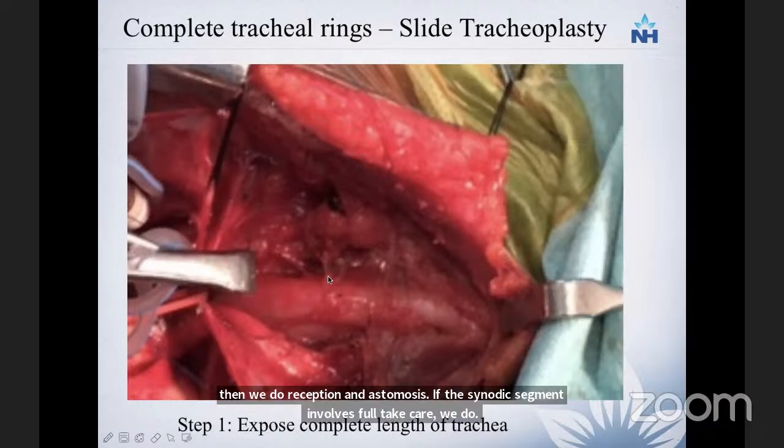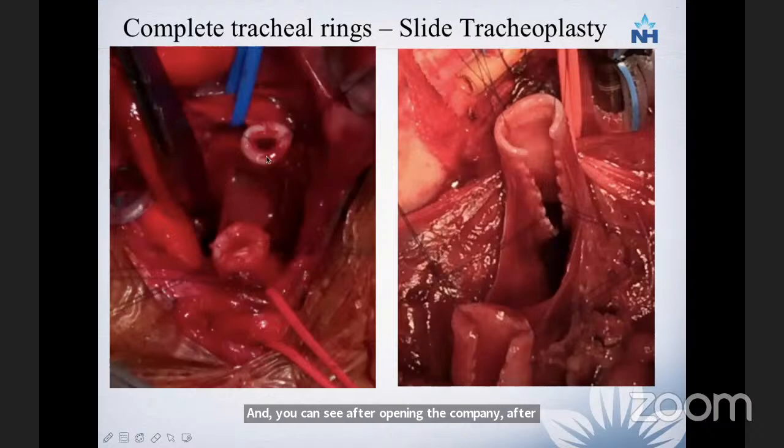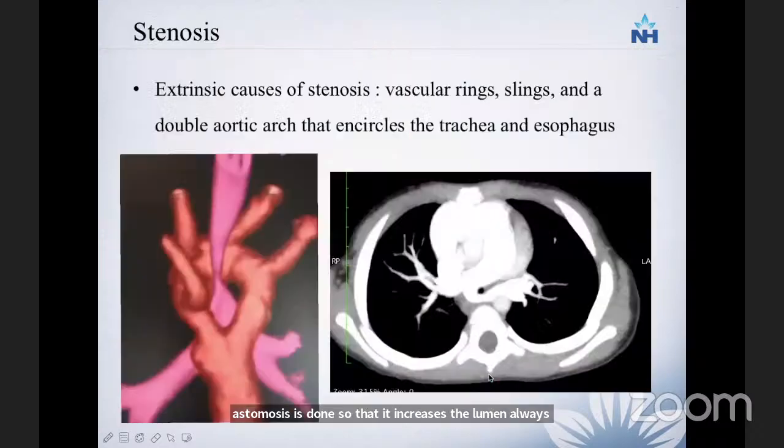We expose the complete length of the trachea, and here you can see after opening the trachea that there is a complete ring of cartilaginous ring in the trachea. In this case the whole of the trachea was replaced by this complete ring, so we have to do a slide tracheoplasty. We give an incision on both sides of the trachea, and the anastomosis is done so that it increases the lumen. Although it shortens the length of the trachea, it increases the lumen and gives an adequate result.